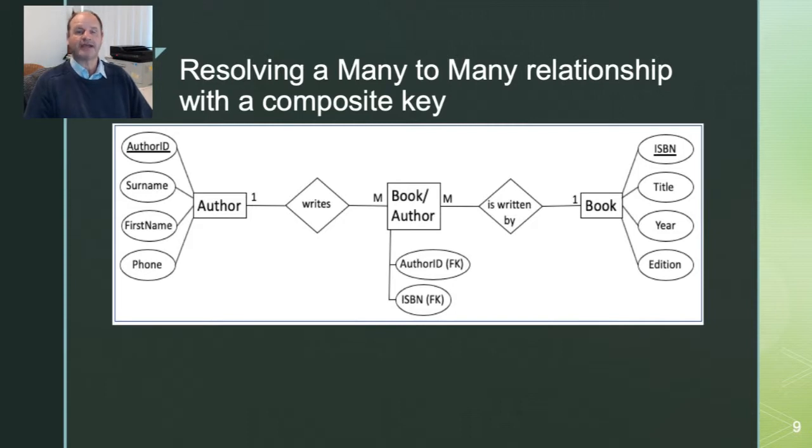The second feature to take note of is what is used as a primary key for the book/author entity. In our previous example of class lists, this entity had a primary key created called class list ID. In this example, we have a composite primary key for book/author made up of two foreign keys called author ID and ISBN.